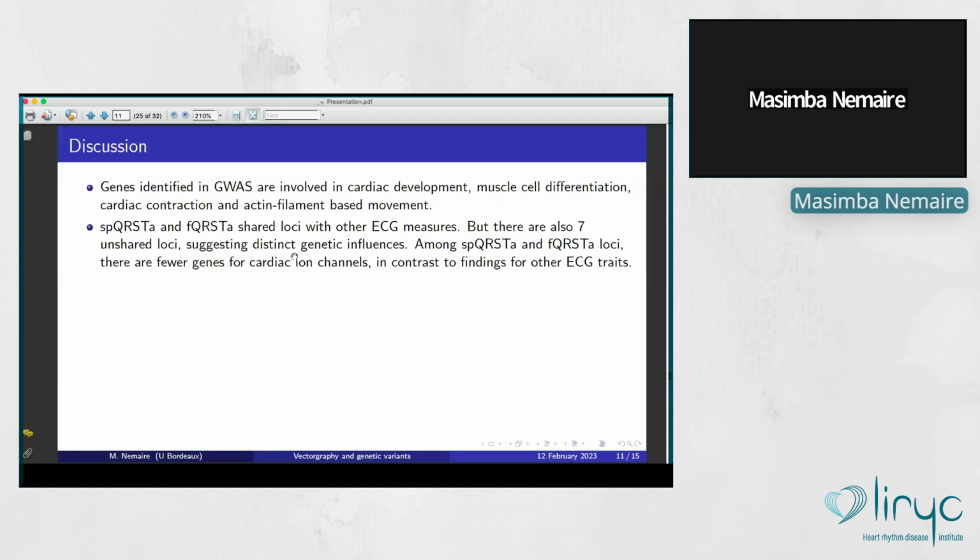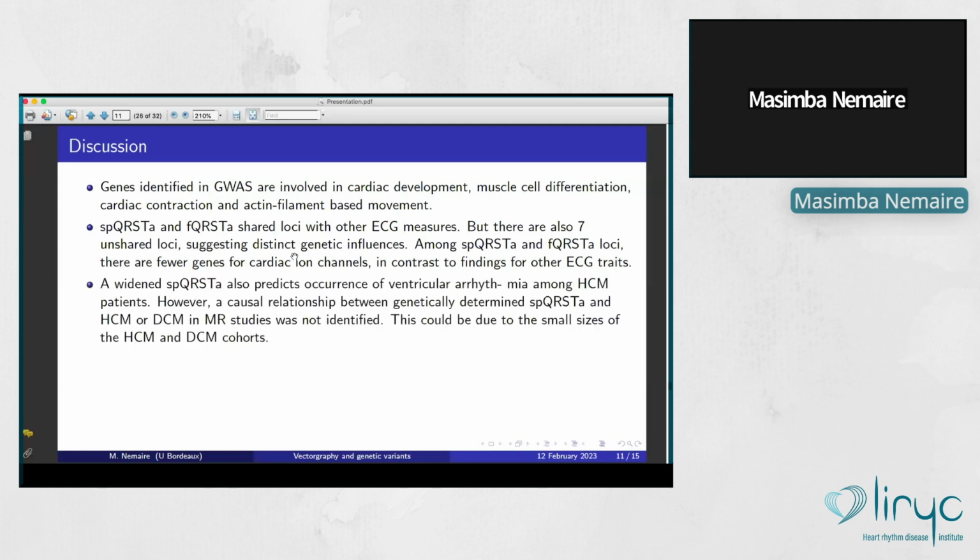And now, okay, so this is what I just said, that 7 of the loci are unshared with ECG-based loci. And what they observed was that only a few of the genes that they identified through these angles were involved with cardiac ion functions compared to ECG traits. So I think there will be a discussion about this a little bit later.